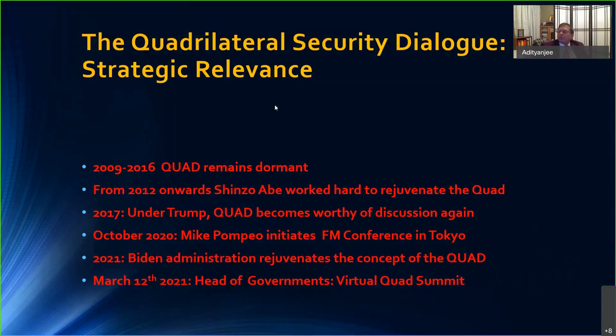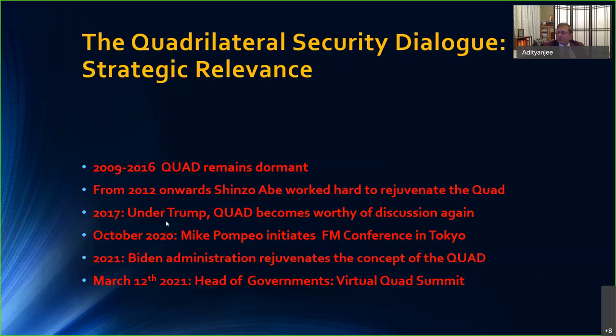So let's see what happened after Quad 1. In the years 2009 to 2016, Quad remained very dormant. Shinzo Abe was Prime Minister of Japan around 2007, I think from 2005 to 2008. He came back again to become Prime Minister, and he started to work to rejuvenate Quad again. And in 2017, when President Trump was in office, Quad became worthy of discussion again. So again, you are seeing that personalities do matter in geopolitical issues, because during the Obama presidency, there was no mention of Quad. Obama was talking about leading from behind and was not willing to listen to anything anti-China or anything that would make China angry.